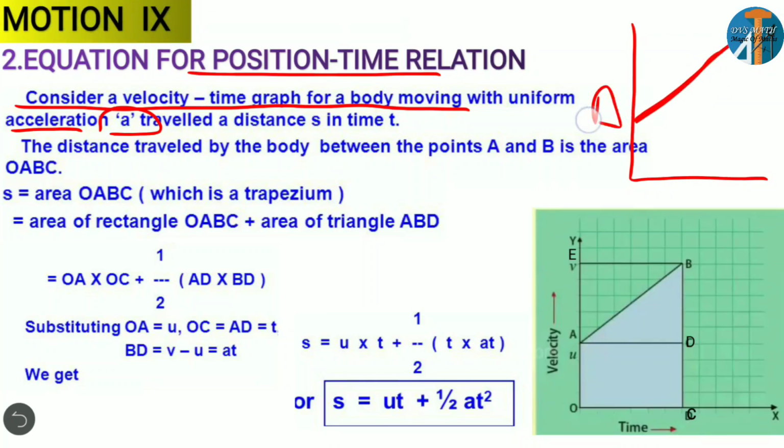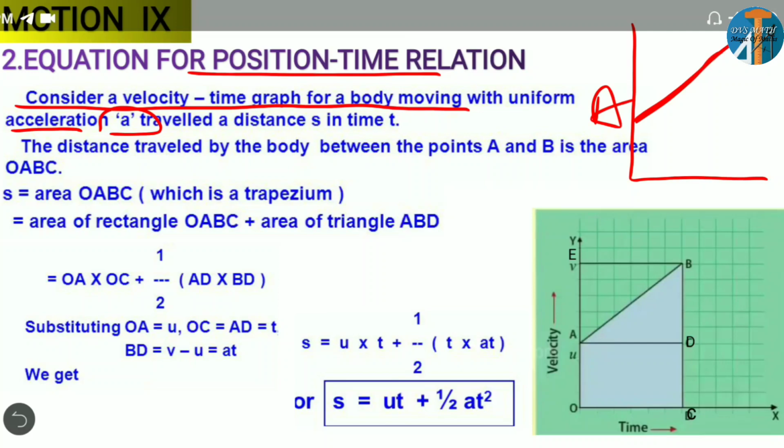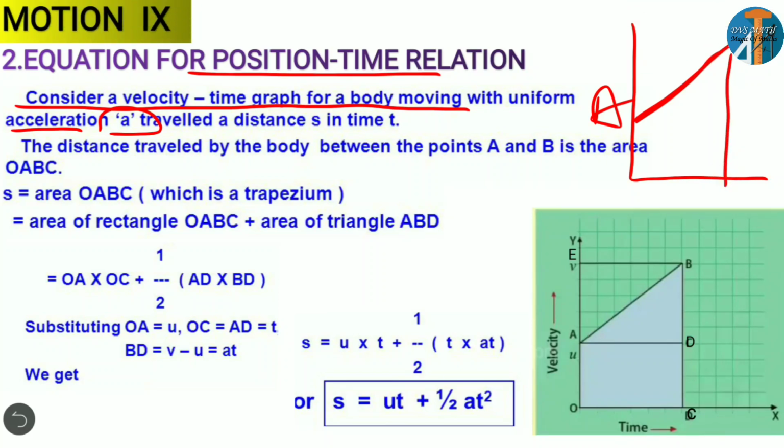So this is point A, this is point B. Again, what we have to do is draw a perpendicular from B to C, and this is perpendicular E. Then we are taking BD also. This is the figure we have taken here. Here we are considering the distance because it is a position-time relation.